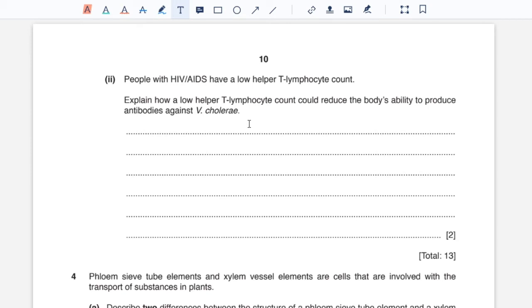And if the T lymphocytes are targeted in this disease, that means the only antibodies produced would be from the plasma cells or the B lymphocytes that have recognized the HIV as a foreign antigen. And so no B lymphocytes would be stimulated by helper T lymphocytes, and therefore a fewer amount of plasma cells would form, resulting in a fewer amount of antibodies produced.